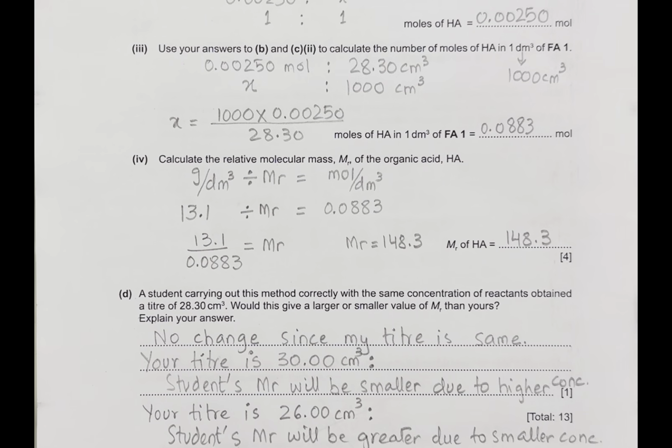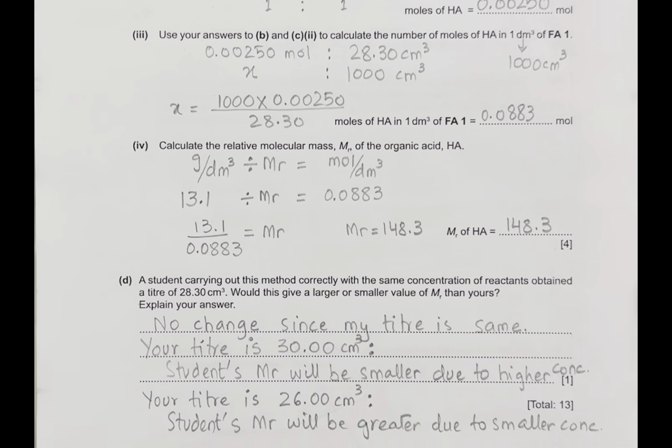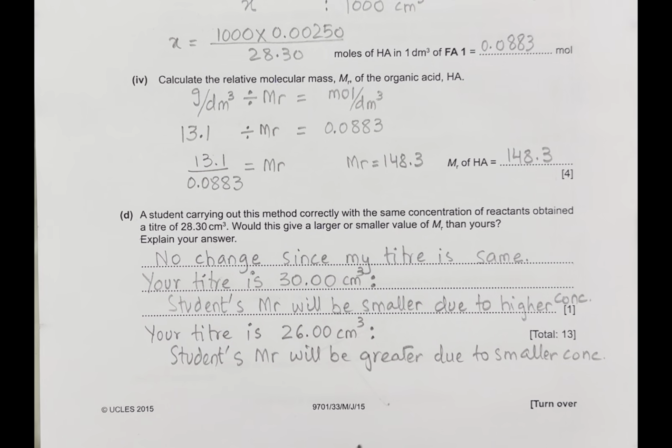So here we come to an end of this 13 marks simple acid-base titration from May-June 15 variant 3.3.